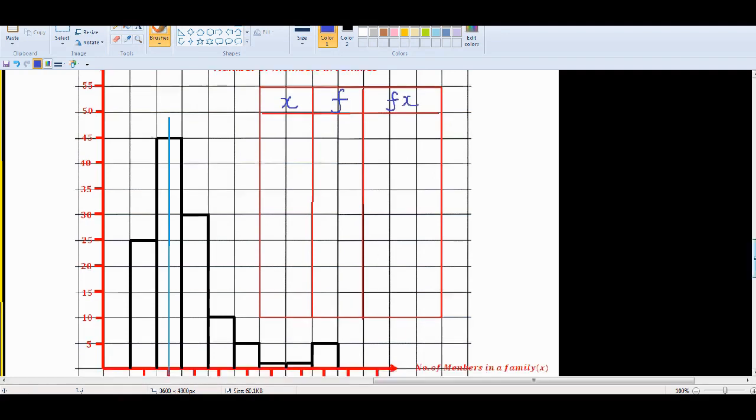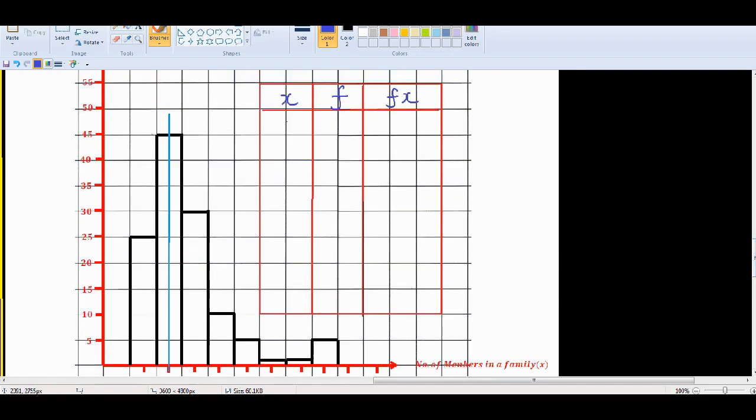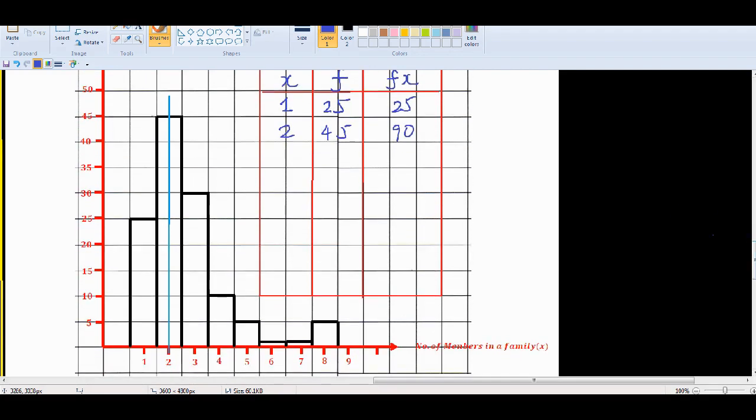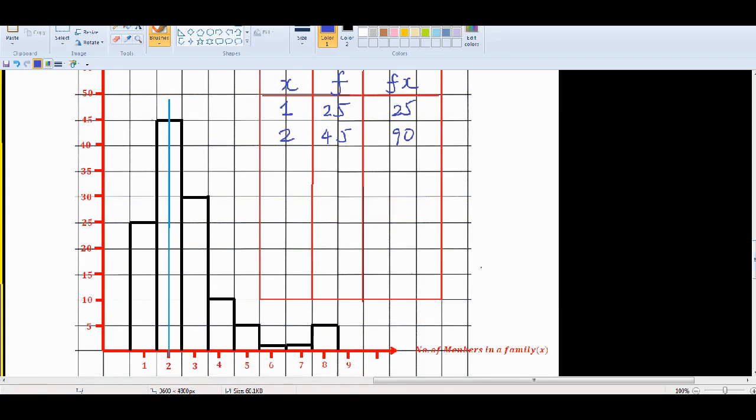So for x equals 1, that's 25 data. fx is 25. x equals 2, that's 45, fx 90, and so on and so forth. You might just try to do that by yourself, and then we need to check the answer. If you got them all correct, you might find the mean and median from that table as well, right? Here's the distribution table.